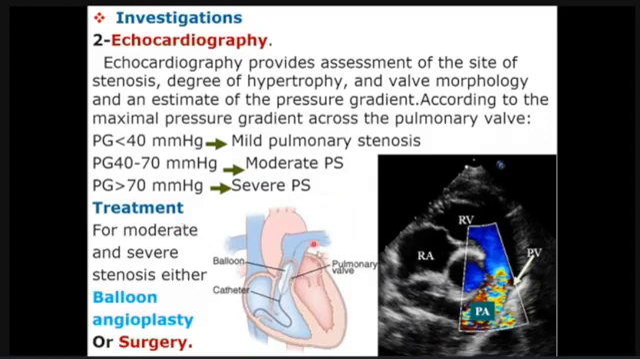Branch pulmonary artery stenosis has no role for surgery and should be treated by placement of a stent, like coarctation, because the surgeons cannot reach these areas, which are inside the lungs. So they are treated by the transcatheter method, and we place a stent, like what we did in the case of aorta.